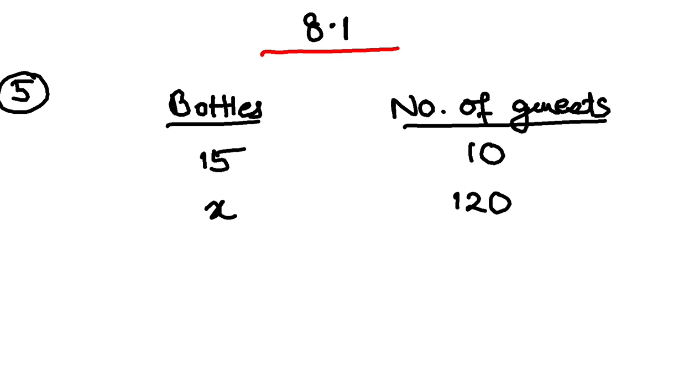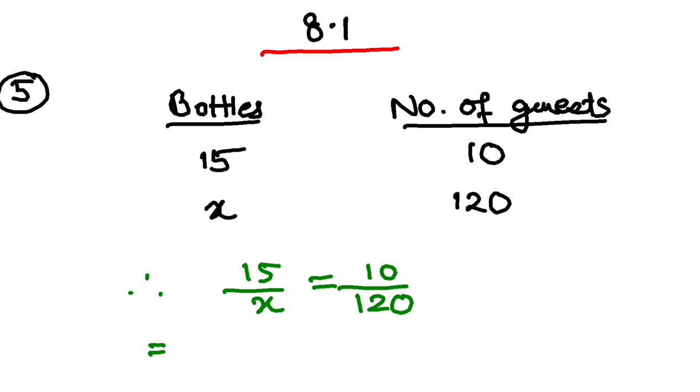Now you have to understand whether bottles and number of guests are in direct variation or inverse variation. If I increase the number of bottles, I can attend more guests. That means they are in direct variation. So I will have 15 by x equal to 10 by 120, isn't it?